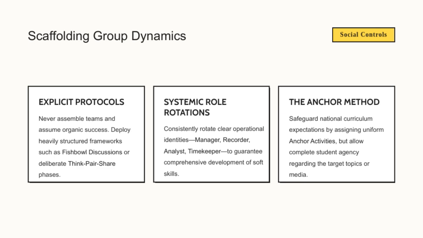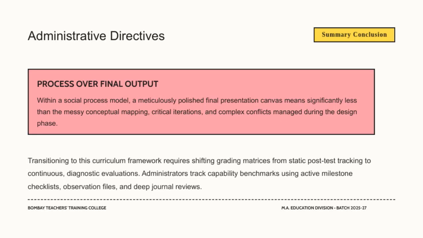educational goals. When we look at the social process model, it's important to realize that a perfectly polished final presentation isn't as crucial as the messy, complex work that happens earlier. That means the real value lies in those conceptual maps we create, the critical iterations we go through, and the conflicts we manage during the design phase. These steps are where the real learning and refinement happen, rather than just focusing on the final output.